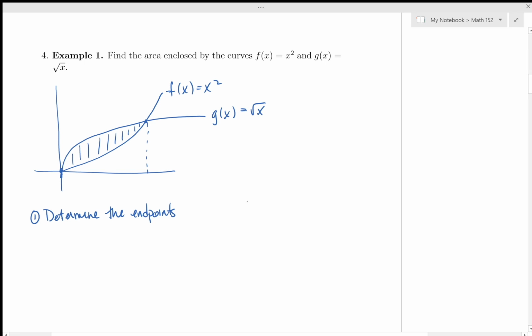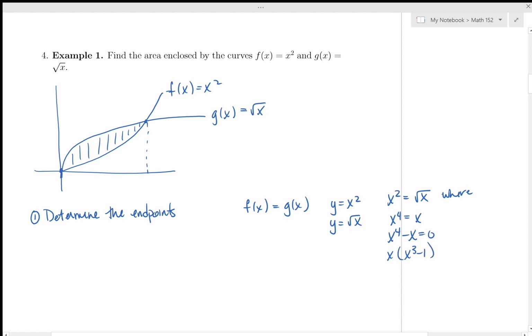So in this example, it always is where f of x equals g of x. In this case, we have y equals x squared, or f of x equals x squared, and we have y equals square root x. So I'm looking at where x squared equals square root x. That's what I'm asking. So I put them equal and I solve for x. I get x to the 4 equals x. x to the 4 minus x is 0, and I factor out an x and I get x times (x cubed minus 1). And I see that I get from this equation two real solutions, x equals 0 and x equals 1.